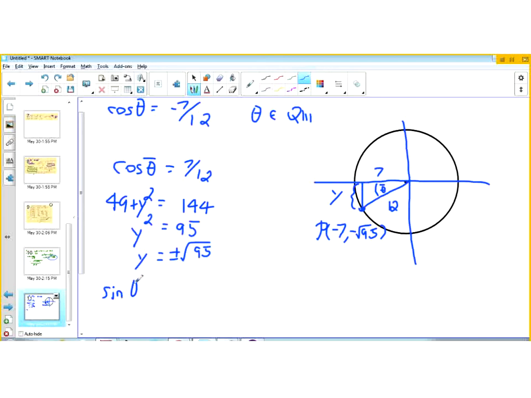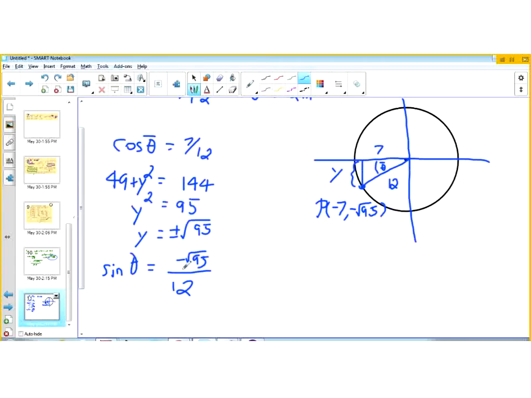So the sine of theta would be opposite over hypotenuse. Okay, there's the sine of theta, and if you need convincing, sine squared theta plus cosine squared theta should equal 1. The tangent of theta would be opposite over adjacent. So that would be negative square root of 95 over negative 7, which is equal to the square root of 95 over 7.